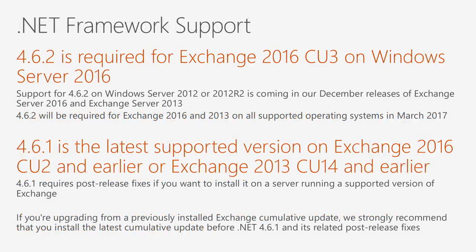Now, .NET Framework support has also changed recently, and it's continuing to change as we get into next year as well. So if you do want to run Exchange 2016 CU3 on Windows 2016, you do need to run .NET 4.6.2. But if you're not running on that platform, then 4.6.1 is the latest version that you can have. That's the latest version we'll support with that. There are also some post-release fixes that are needed for 4.6.1 as well. So it's not just going and grabbing .NET and installing that. There are some other fixes that you need. And again, download the slides and you'll find the URLs for those fixes in the notes.